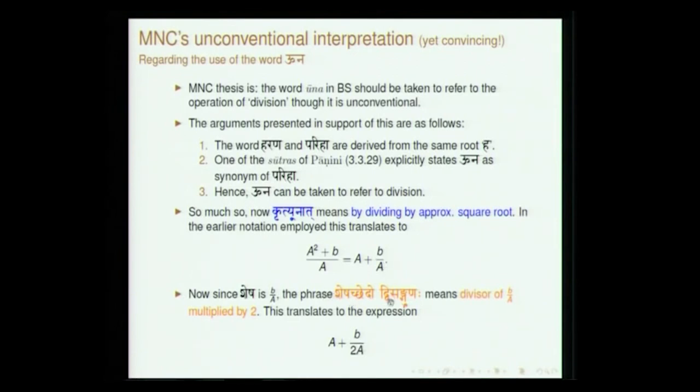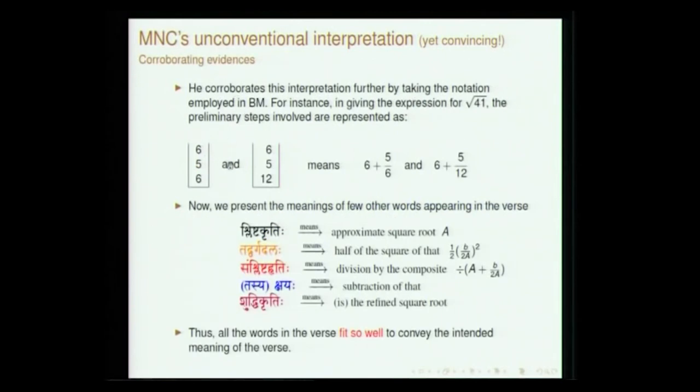Then we have Sesha Chedaha Dvisangunaha. The first half of the verse, Akrite Slishta Krityunath, I leave for now. Sesha is B by A. Chedaha is divisor, Dvisangunaha is multiplied by 2. So we have B by 2A, you understand? Sheshasya Chedaha, the denominator multiplied by 2, so A plus B by 2A is the term we have obtained.